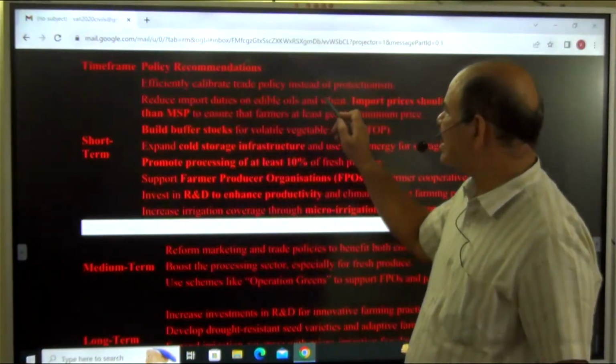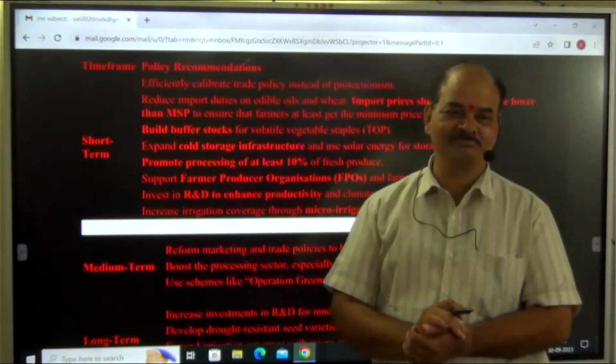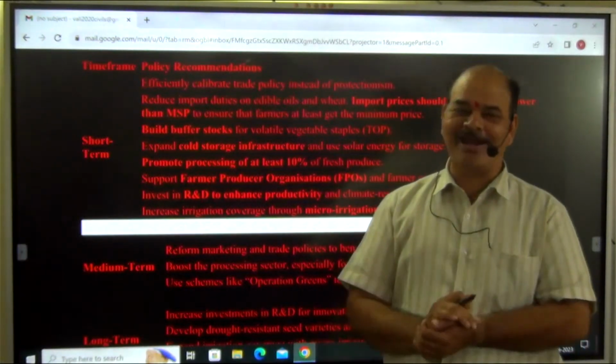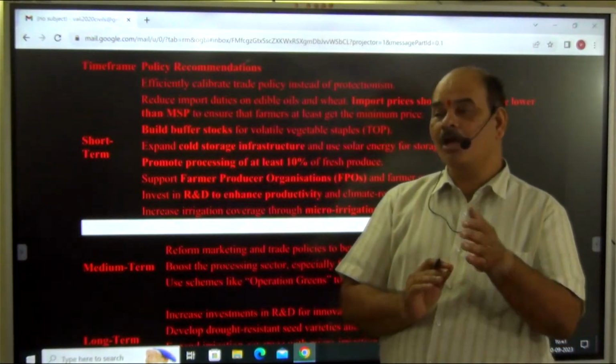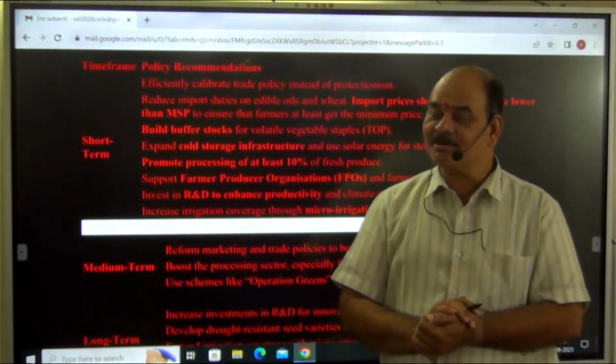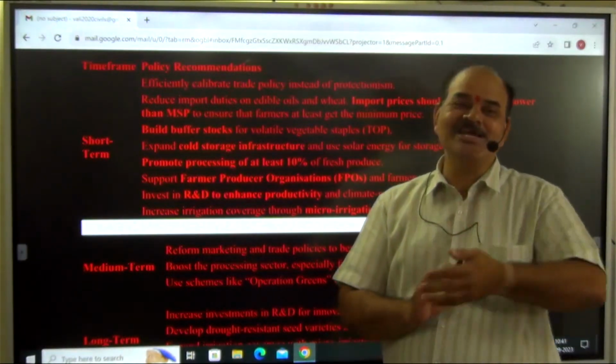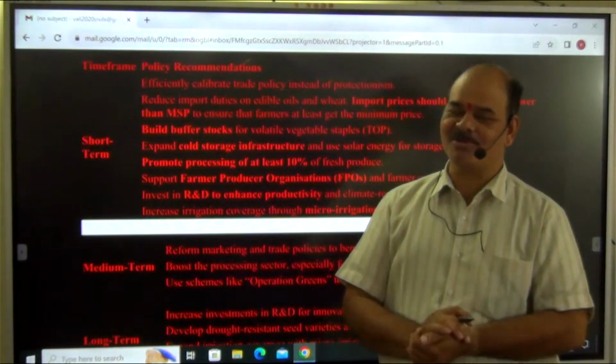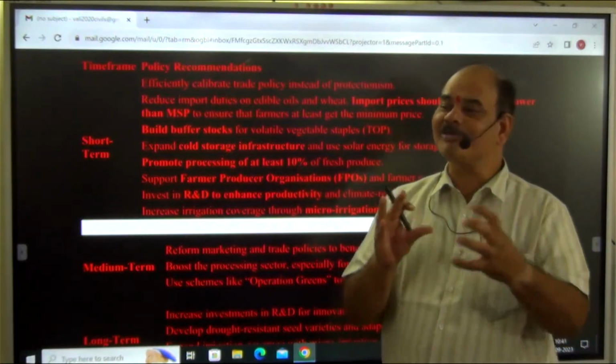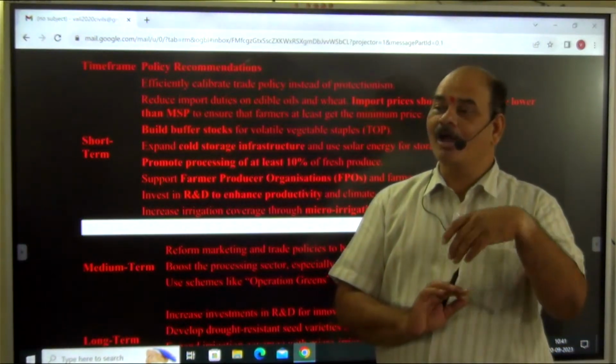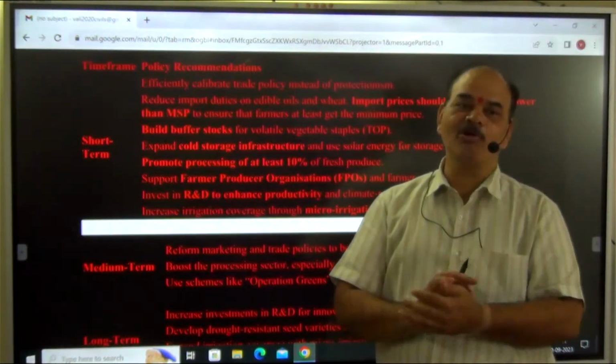Efficiently calibrate trade policy instead of protectionism. You have to calibrate, not protect. What is the meaning of protectionism? To protect our indigenous industry or indigenous farmer. That is the meaning of protectionism. You have to calibrate which item you have to export, which item you have to import.